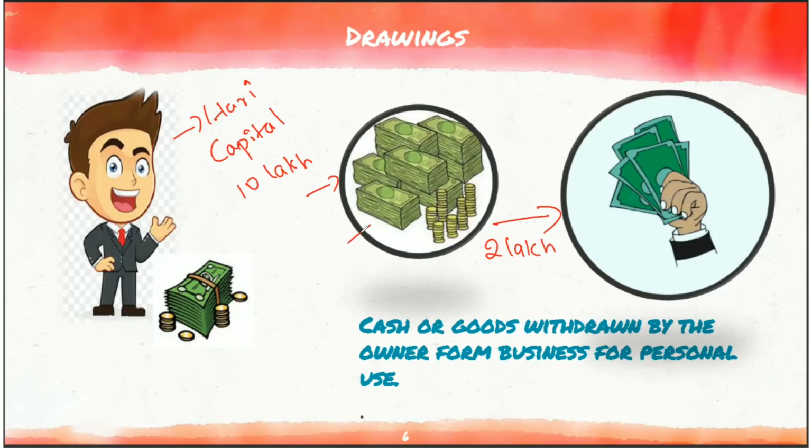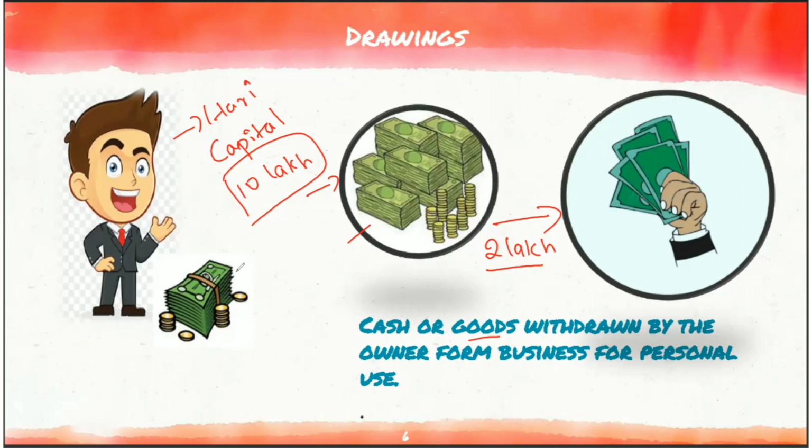Okay, this is the capital, that is, how much he has invested. 10 lakh he has invested in his business. Out of 10 lakh, he has withdrawn 2 lakh rupees for his personal use. It is not for the business purpose, it is for his personal use. And that withdrawal of money, we call that a drawings. Now this 2 lakh, we call it drawings. When do we call it drawings? When the owner withdraws money or goods from the capital for his personal use, we call it drawings.